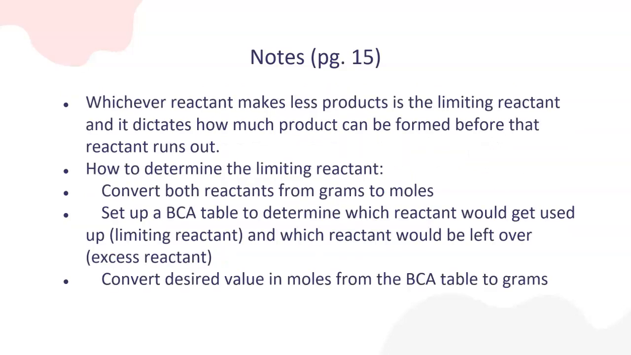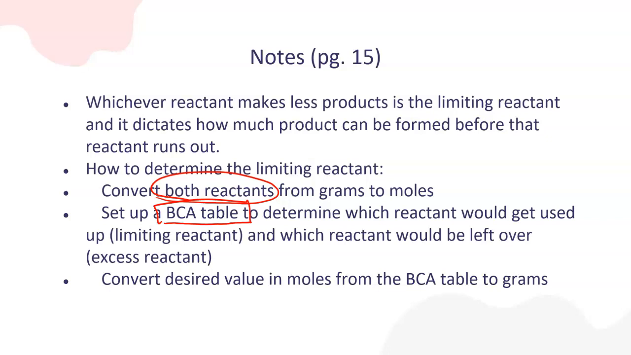Whichever reactant makes less product is the limiting reactant, and this dictates how much product can be formed before it runs out. There are several steps that we will walk through on page 19 on how we can figure that out. Notice that it is a BCA table because we have multiple reactants given to us. Okay? So that is something that's going to happen here: a BCA table.